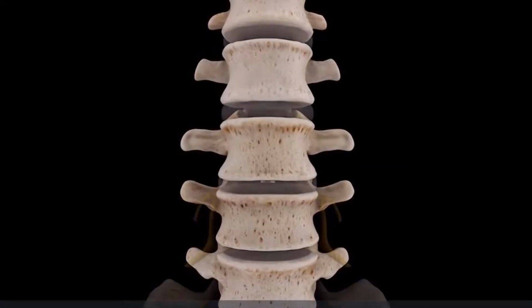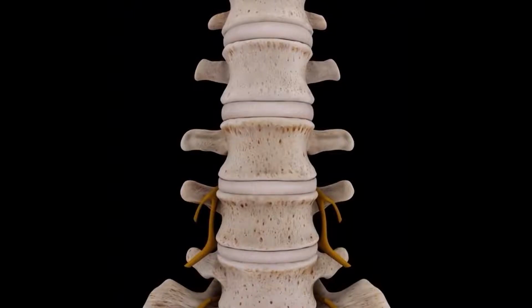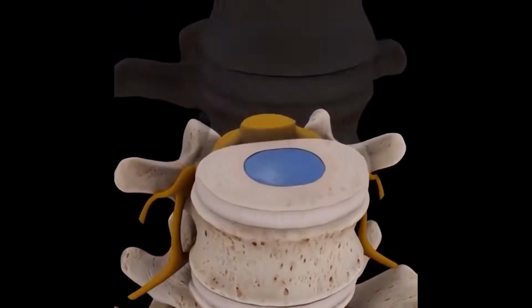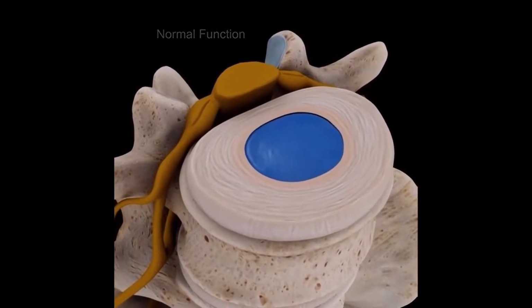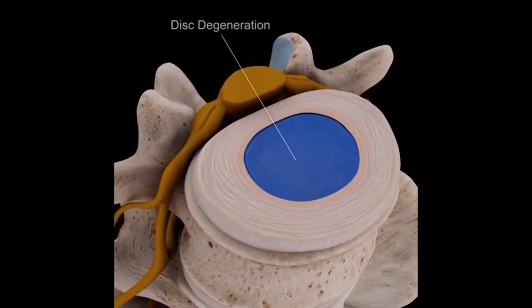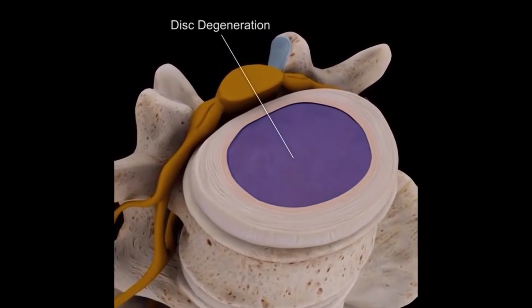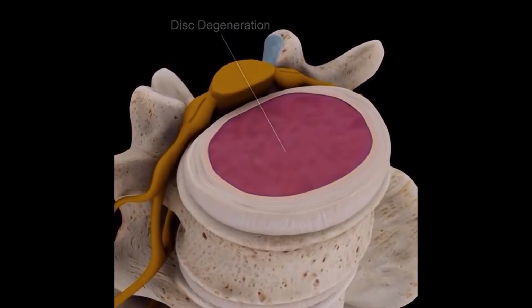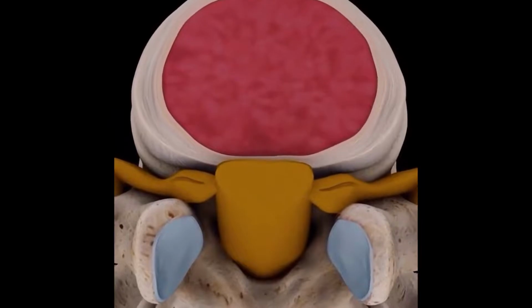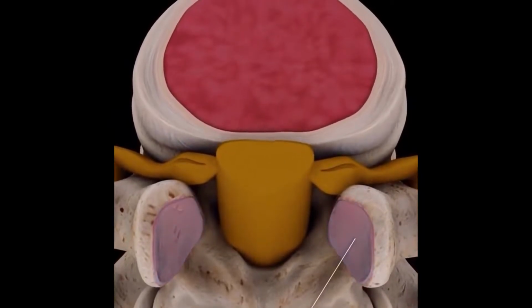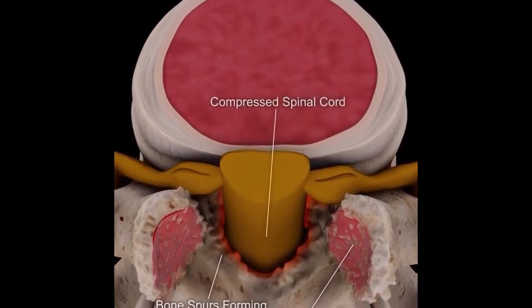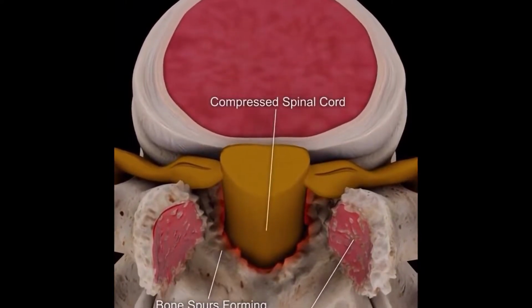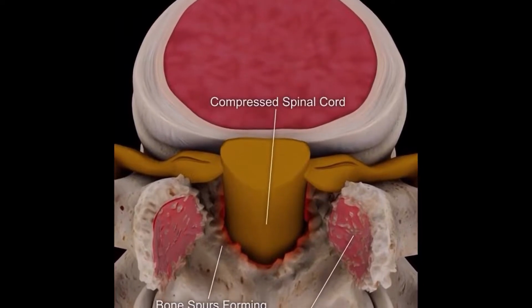Nerve roots extend from the spinal cord through openings on each vertebra. Intervertebral discs located between the vertebrae prevent friction and allow for smooth movement of the vertebrae. Spinal stenosis is a condition caused by disc degeneration in the cervical spine. This results in the formation of bone spurs, which cause the narrowing of the spinal canal. The narrowing of this opening causes compression of the spinal cord and nerve roots.